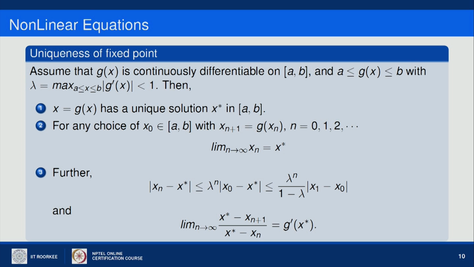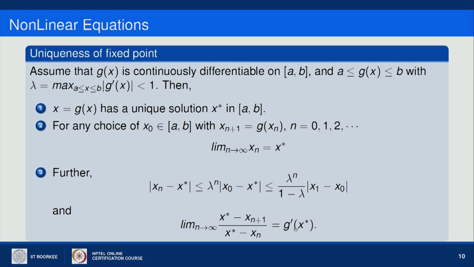Like, |x n minus x star| will be less than or equal to lambda times |x n minus 1 minus x star|, less than or equal to lambda square times |x n minus 2 minus x star|, and so on. That will be less than or equal to lambda raised to power n upon 1 minus lambda into the absolute value of x1 minus x0. And in the limit n tending to infinity, the error in the n plus 1 iteration upon the error in the nth iteration will be equal to g prime x star.